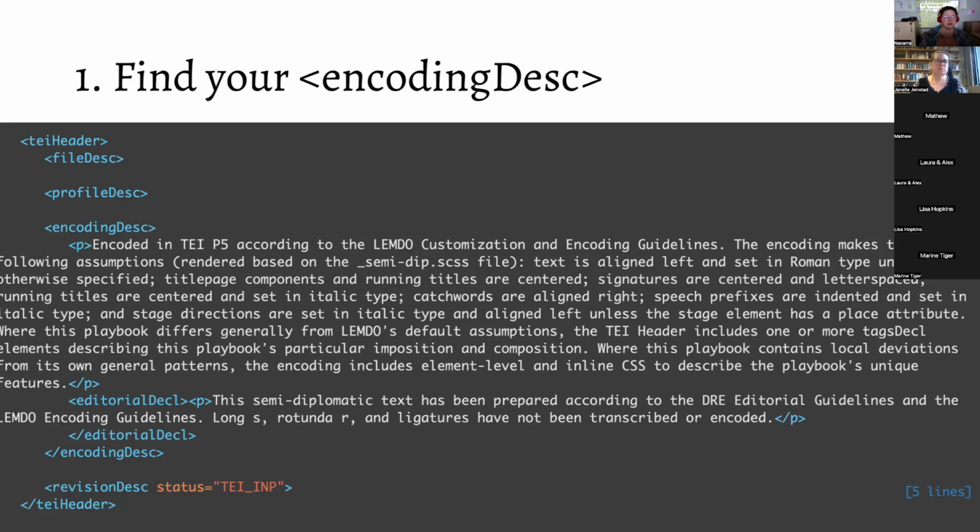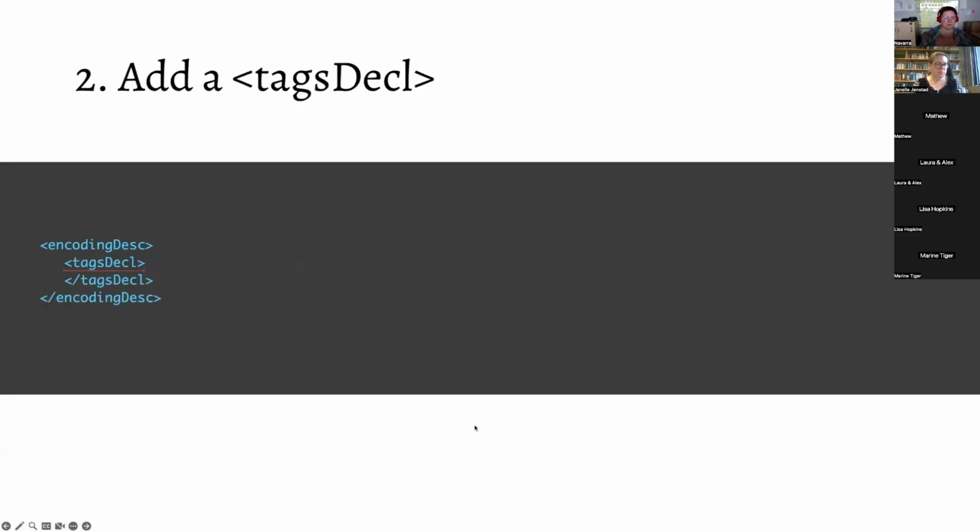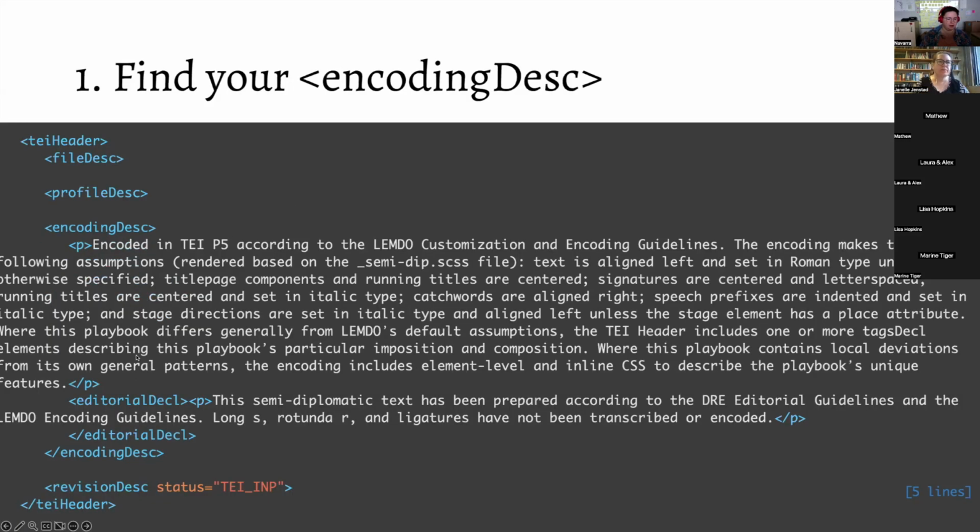And to use it, you're first going to find your encodingDesc in your file. It's a child of teiHeader, and it comes after the profileDesc. Here it is. It's going to have a paragraph that talks about how we encode this, and then it'll have an editorialDecl, and then it ends just above the revisionDesc. You're then going to add a tagsDecl in there. tagsDecl will come after your editorialDecl.